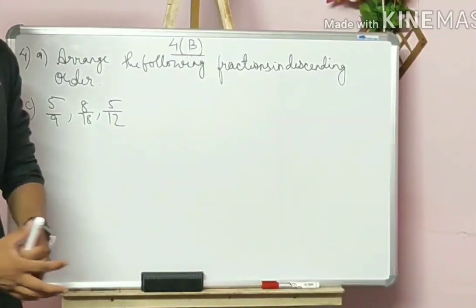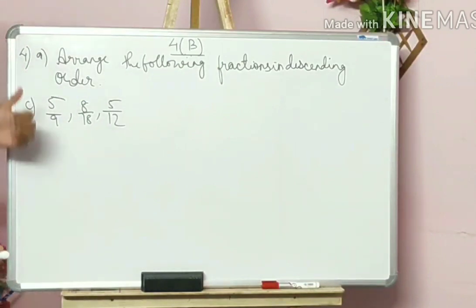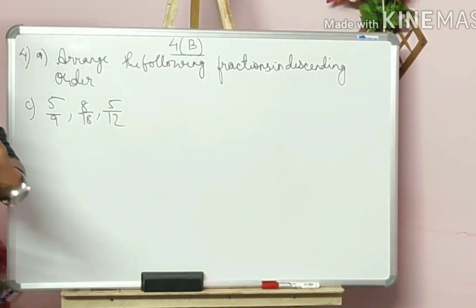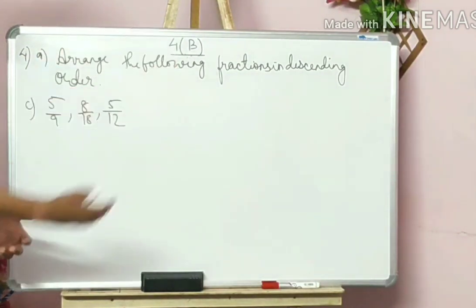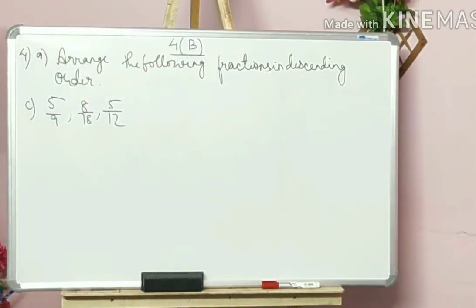Okay, so students, as we have done the ascending one, our next question is what? Arrange the following fractions in descending order. The process is totally the same, just we have to convert in what? Descending order. That means from the first one it will be the greatest one, after that the next number and the next one. Okay, so let's begin.